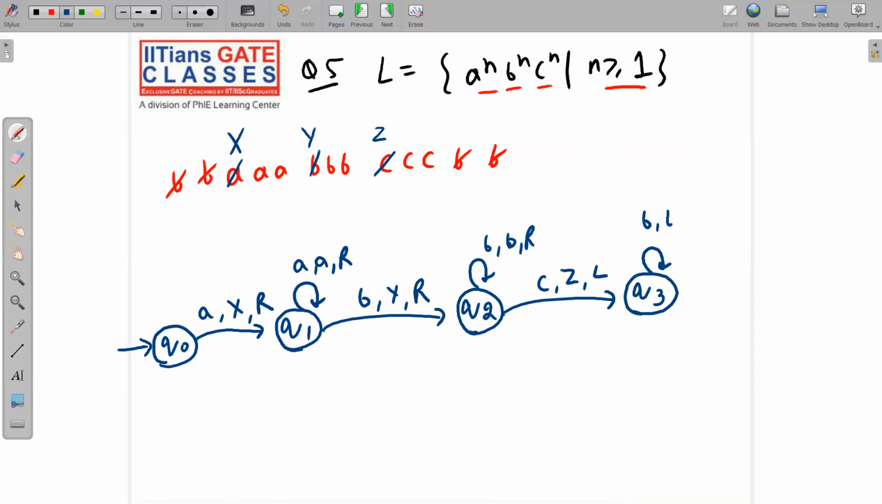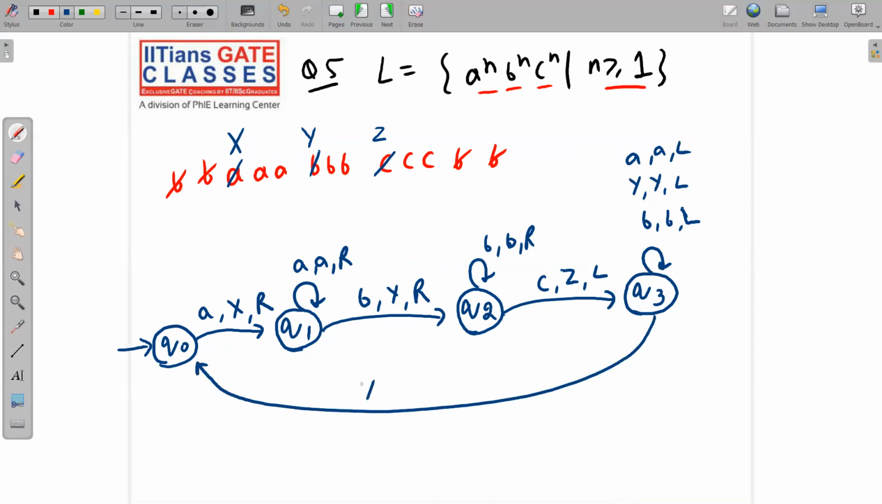B will remain as B and it will move towards left. Y will remain as Y and it will move towards left. A will remain as A and it will move towards left. So as soon as it finds the X, the same procedure will be repeated again. X will remain as X and it will move towards the right. So it will move towards the right.